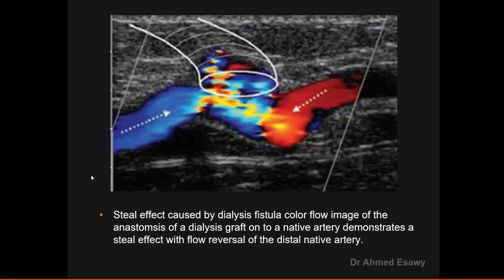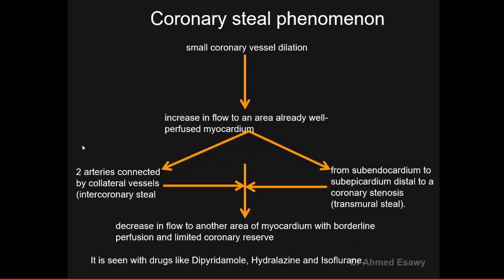Color flow image of a dialysis graft on a native artery demonstrates steal effect with flow reversal of the distal native artery. Coronary steal phenomena, another type of arterial steal syndrome. Small coronary vessel dilatation leads to increased flow to an area of already well perfused myocardium.